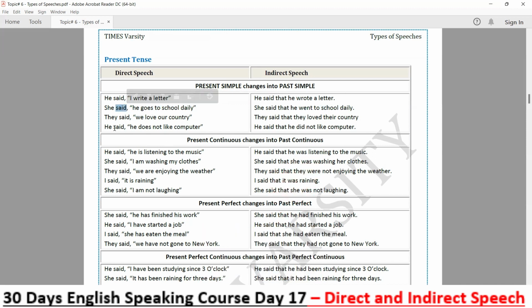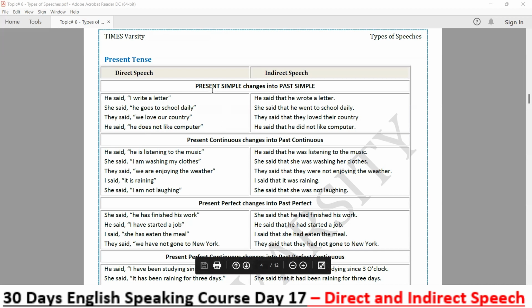Now next. Yeah, now it's Musab, it's your turn. He said he does not like computer. He said is past simple. He does not like computer is present indefinite. Perfect. Yes, that's right.